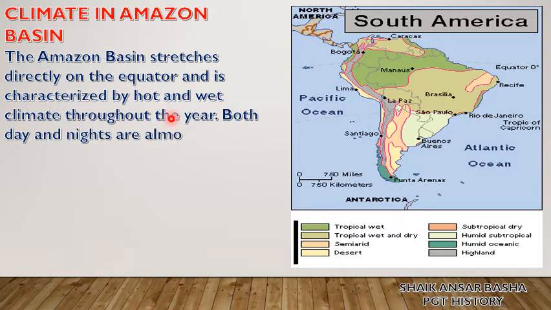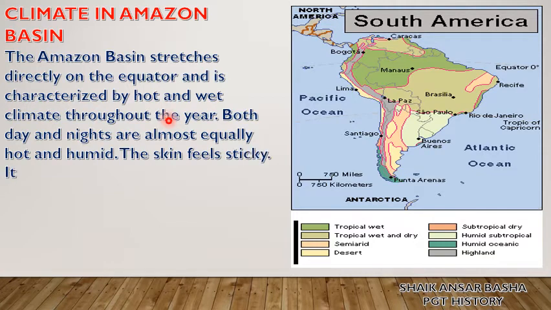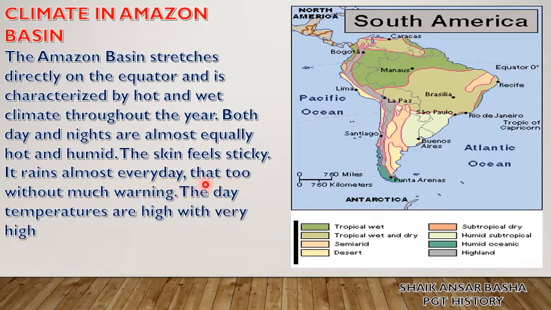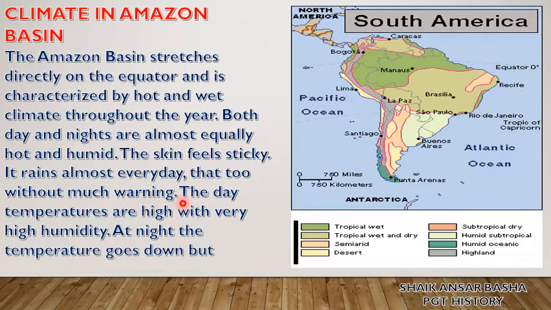Throughout the year it is hot and wet because the temperature is high and there is heavy rain, everyday rain. Both the days and nights are almost equally hot and humid. The skin feels sticky here. It rains almost every day, that too without much warning. The day temperatures are high with very high humidity. Humidity means the amount of water vapor present in the air. At night, the temperature goes down, but the humidity remains high.